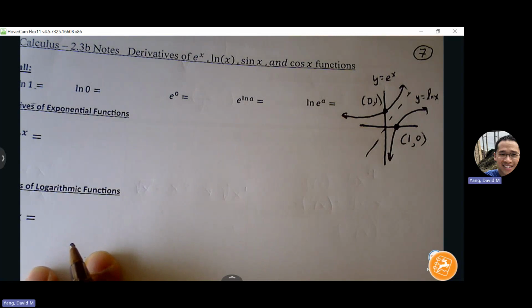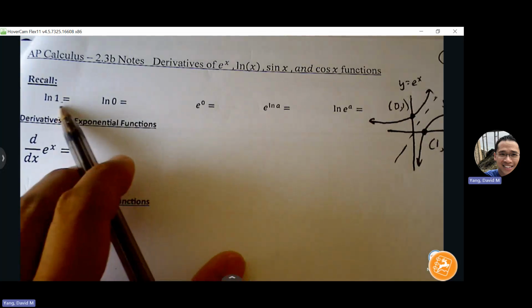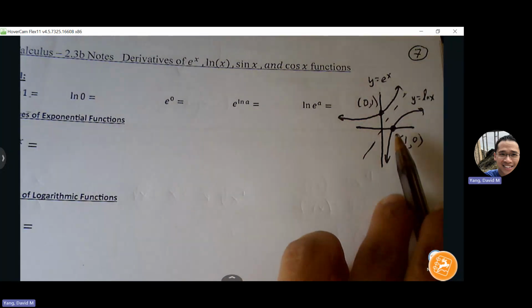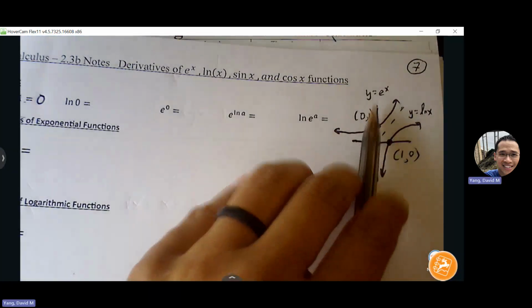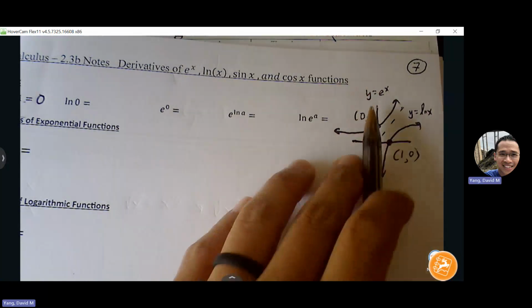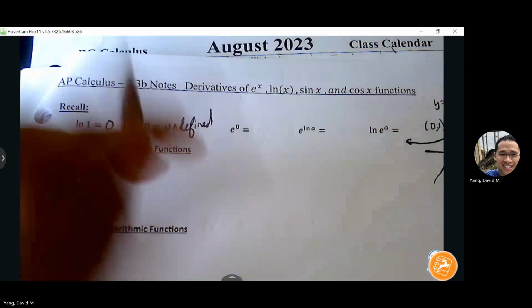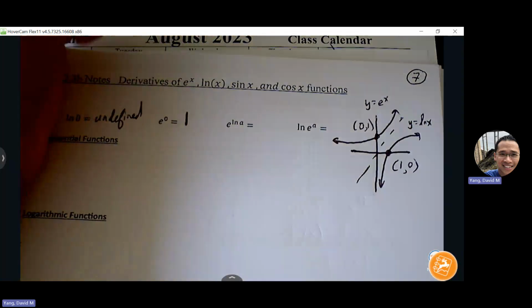And because of that, we also have some interesting properties that we see here, and also some properties within natural log and within exponential. Natural log of 1 is going to be 0. Natural log of 0 is undefined because natural log is never going to hit that x-axis. There's a vertical asymptote running along that y equals natural log x graph. So it's undefined. e to the 0 is equal to 1. Anything raised to the 0 power is 1.